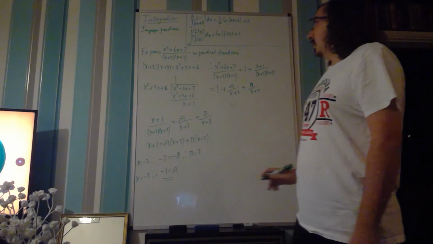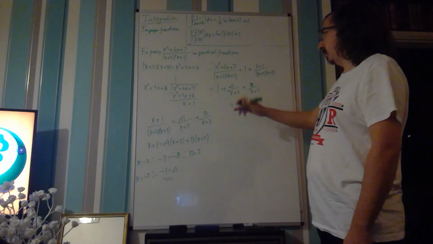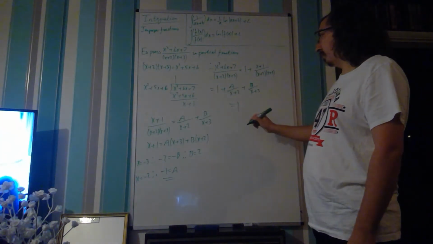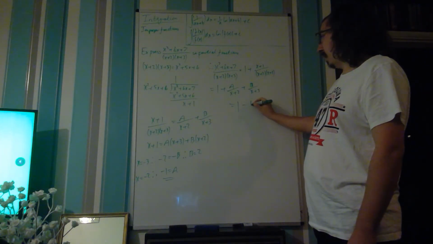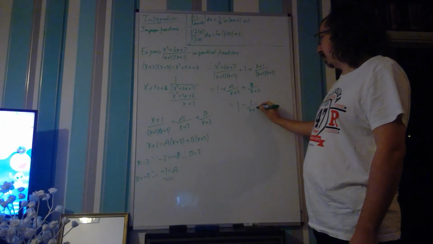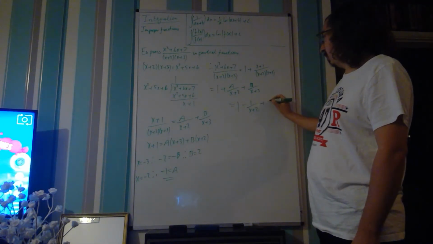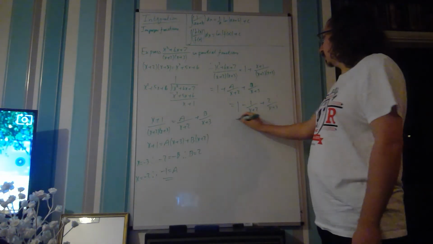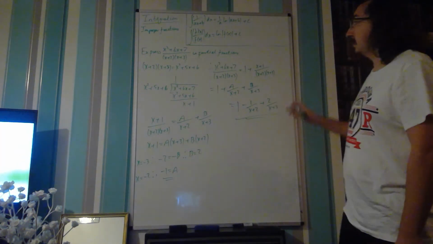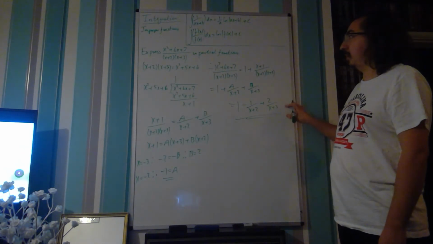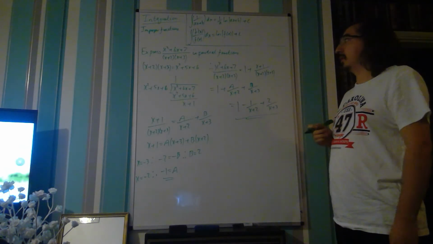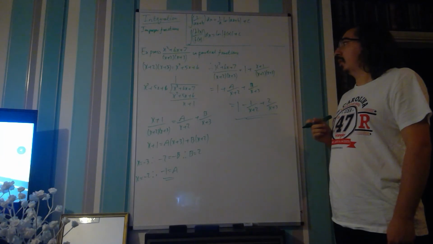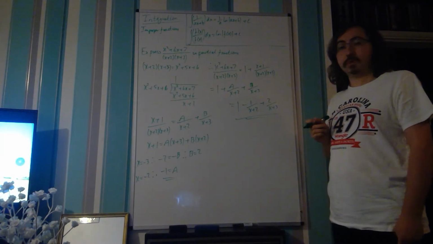So the final thing to do then is to substitute in our values. We've still got our 1 from before. We've got minus 1 over x plus 2 plus our b value, which is 2 over x plus 3. And that is our final form in partial fractions for (x squared plus 6x plus 7) over (x plus 2)(x plus 3).